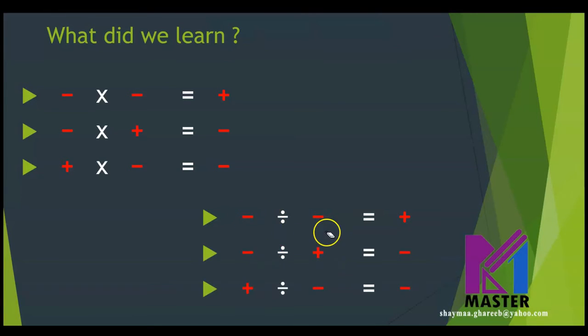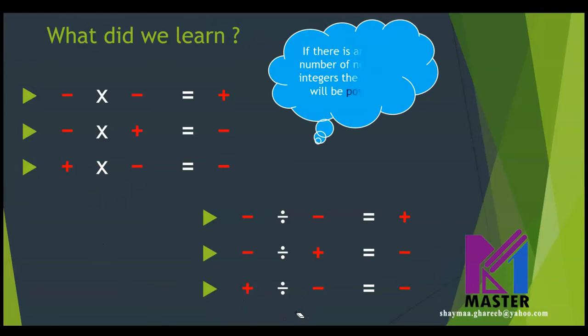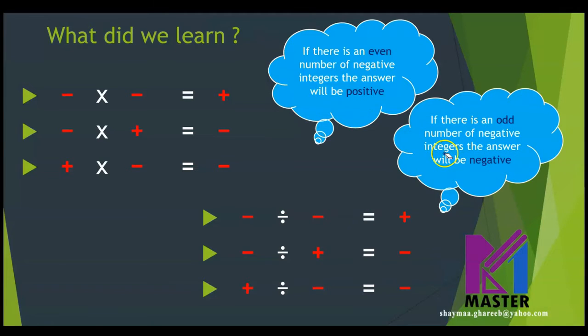If I divide 2 negative integers, the answer is always positive. If one of the numbers is negative and the other one is positive, the answer is always negative. Is this clear? Same rules for multiplication and division. And we said that if there is an even number of negative integers in the sentence, the answer will be positive. And if there is an odd number of negative integers in the sentence, the answer will be negative. And this is for multiplication, of course.